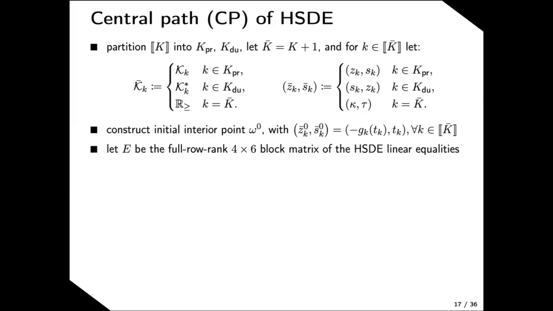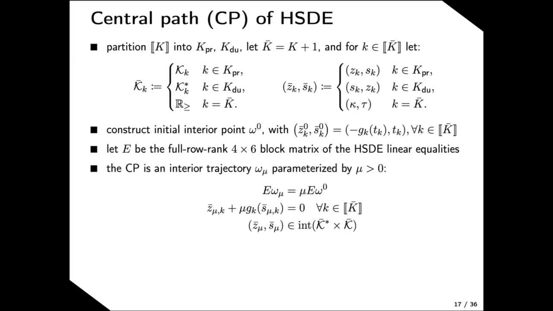We let E represent that 4x6 block matrix that was in the HSDE linear equalities. And we're going to assume that that's full row rank. And if it's not, then our pre-processing techniques, which we don't describe here, will handle that case. Now, the central path is an interior trajectory for the HSDE, parameterized by a positive mu. And it looks like this. And those first equalities are linear. The second set of equalities are nonlinear. And then we have a cone inclusion constraint.